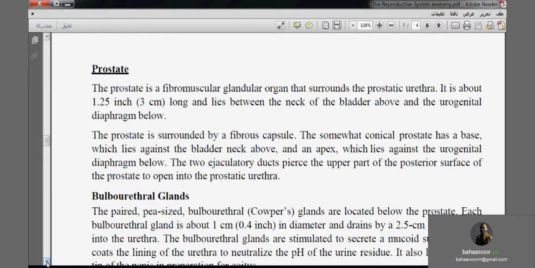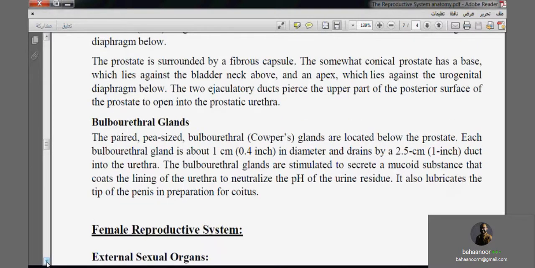Bulbourethral glands: paired pea-sized bulbourethral glands are located below the prostate. Each bulbourethral gland is about 1 centimeter in diameter and drains through a duct of about 2.5 centimeters into the urethra. All the glands, where do they go? To the urethra, and the vesicles too, all into the urethra.